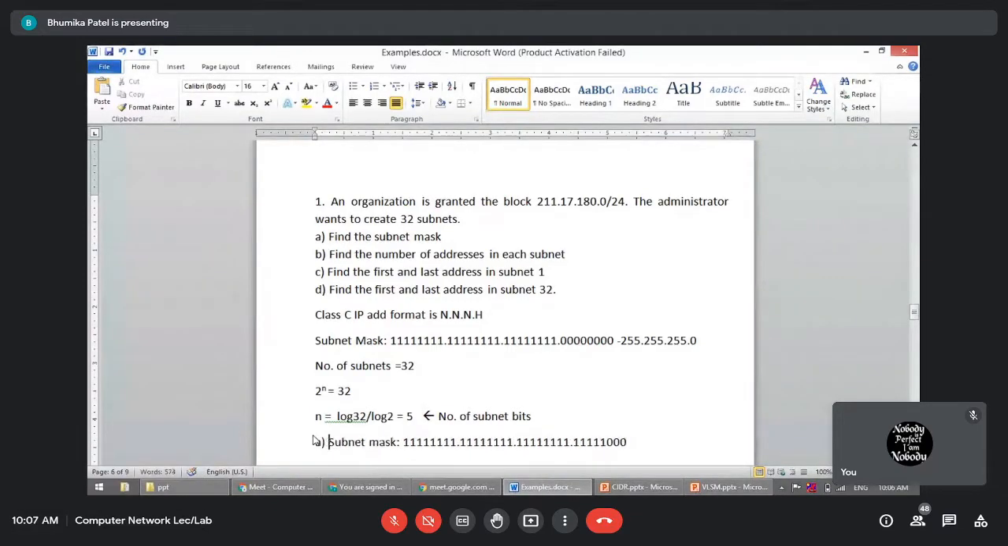Find the subnet mask. So here the subnet mask will be this. If you convert it into decimal, it will be 255, 255, 255, and then the last octet. The 128 bit is set to 1, then 64 is set to 1, 32 is set to 1, then 16, then 8. So 128 plus 64 plus 32 plus 16 plus 8. If you add them, it will be 248. Does everyone understand how the decimal was found?